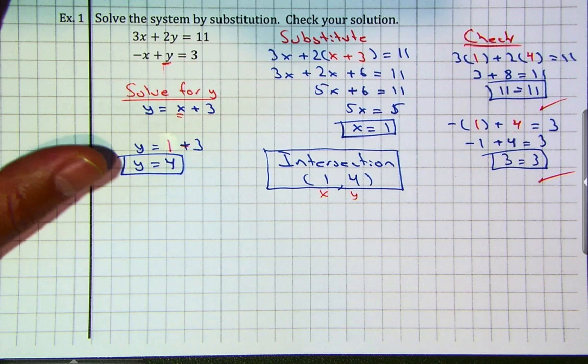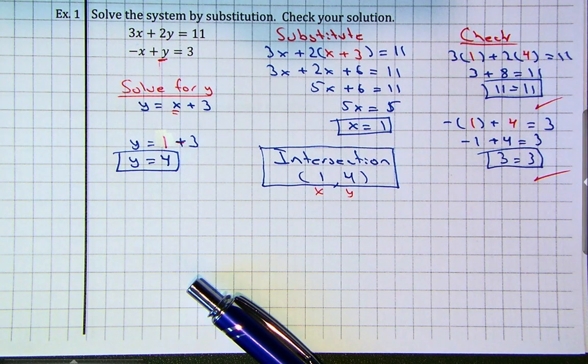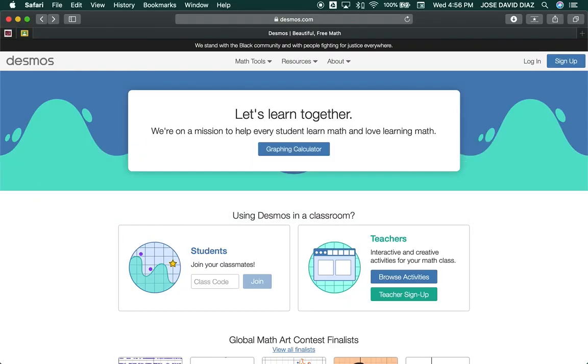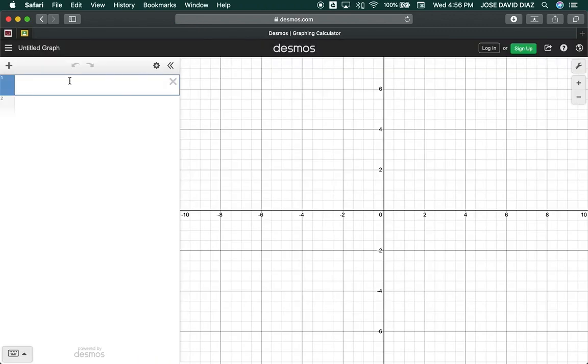So therefore we checked algebraically. Now we can also check it graphically. So therefore if I go into Desmos, or you can also use your graphing calculator. Now the one nice thing about Desmos is that you can actually type in the equations as they are. You don't need to solve for y.